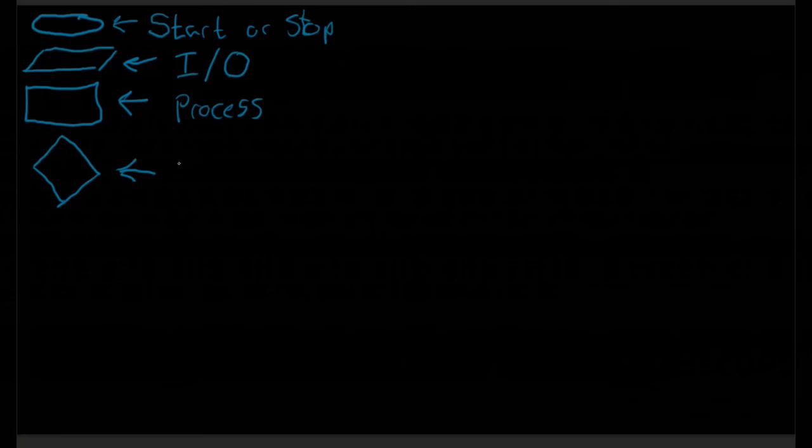Then after that, we had one that looked like this. And that is your decision, right? So this is for decision making, which can end up being your if type statements, and your loops, right? And let's see, what else did we talk about? I don't know that we actually talked about much more than that.